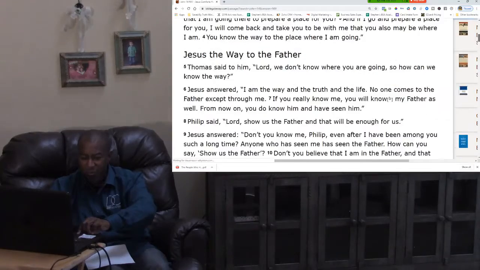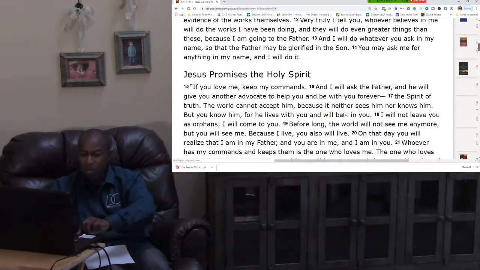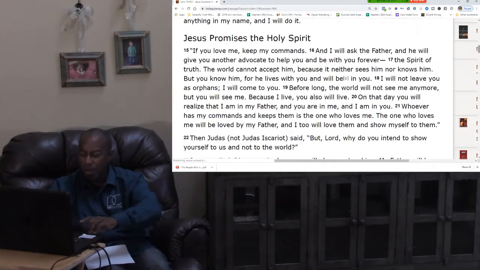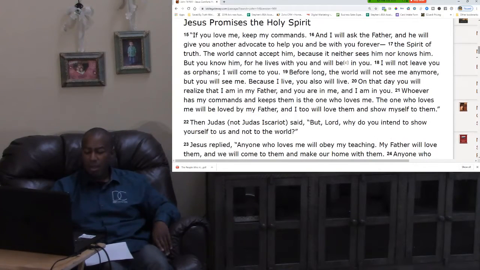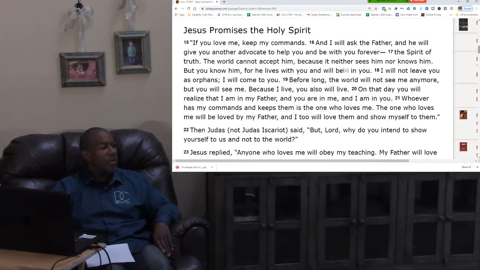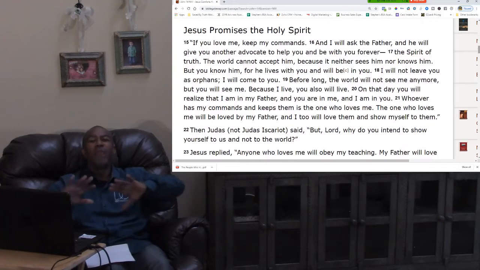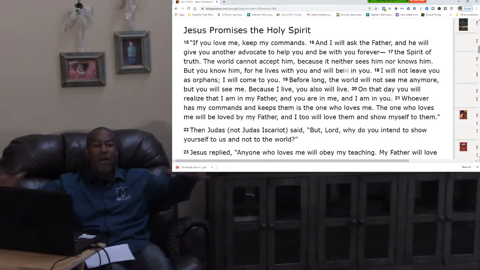John 14, starting at verse 15. Anyone who says that the commandments are done away with doesn't know the Lord. They don't love the Lord. They don't know anything about the Lord. They're following a different Jesus. They're not following the Lord of the Bible.